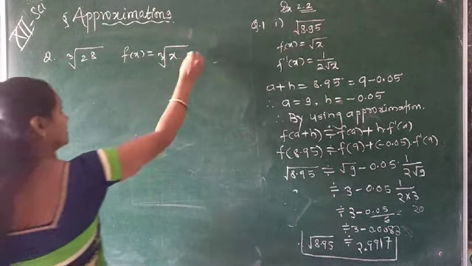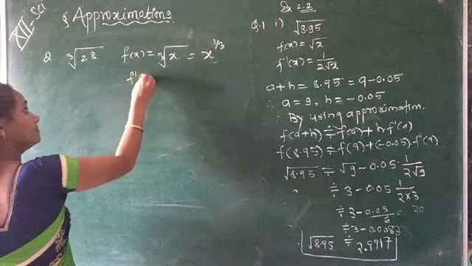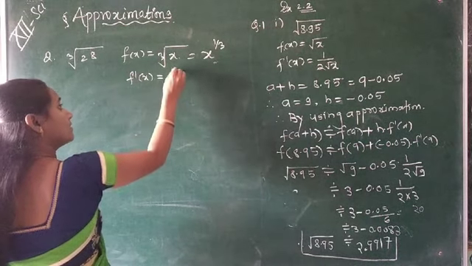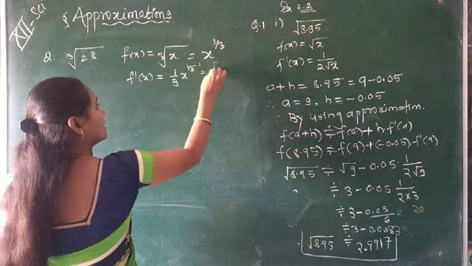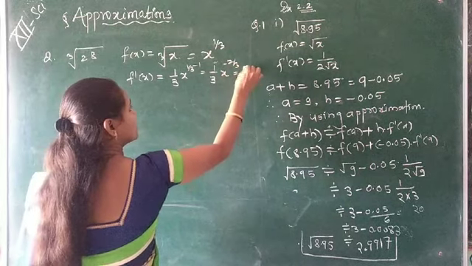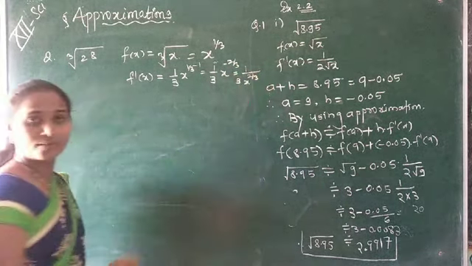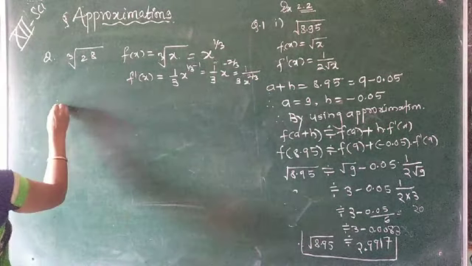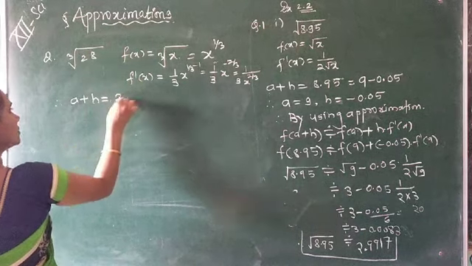Now this can be written as x raised to 1 by 3. Since derivative f dash of x is equal to 1 upon 3 into x raised to 1 by 3 minus 1. That means x raised to minus 2 by 3, which is equal to 1 upon 3 into x raised to plus 2 by 3. Now consider here a plus h means this value 28.